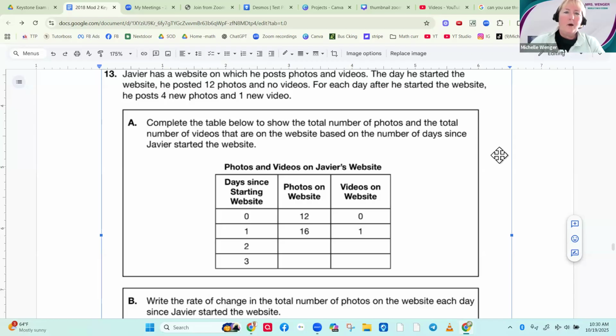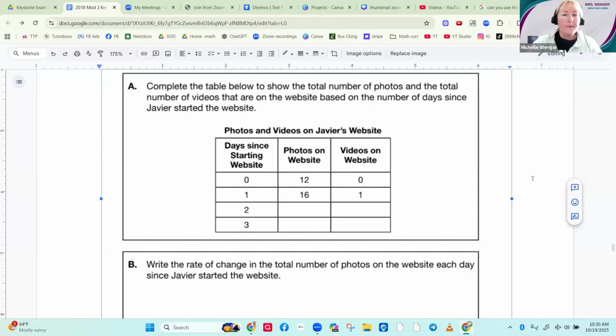Javier has a website on which he posts photos and videos. So the day he started the website, he posted 12 photos and no videos. For each day after he started the website, he posts 4 new photos and 1 new video. So the first one is you need to complete the table here.